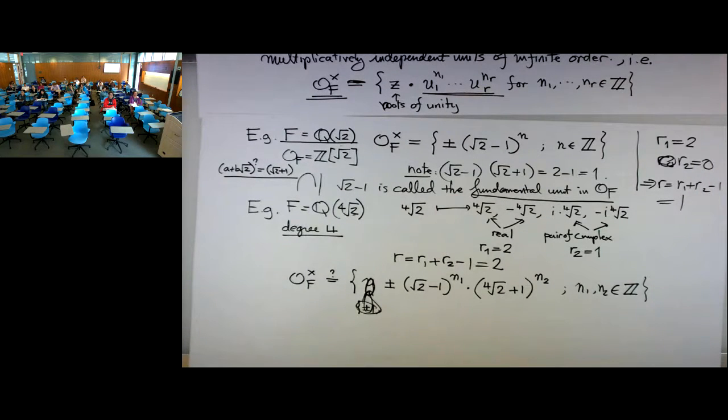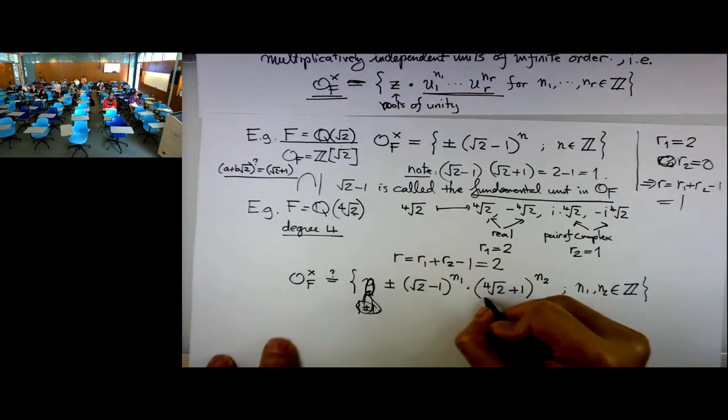Okay. Also, in the second case, there should be some way to incorporate complex numbers. i is also a root of unity. How should I put this? This is a field. If you want to say it's complex numbers, you're really specifying what it means. You're really embedding your F into it. You choose the embedding already, right?